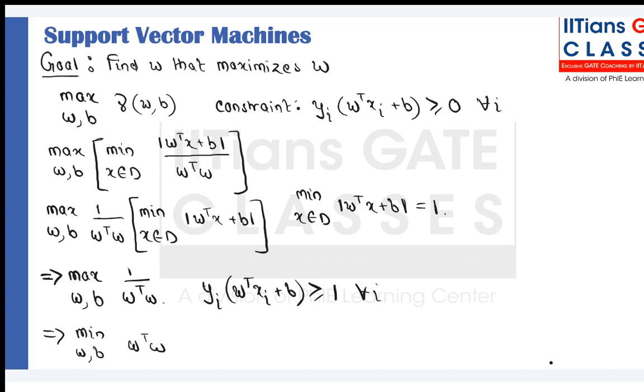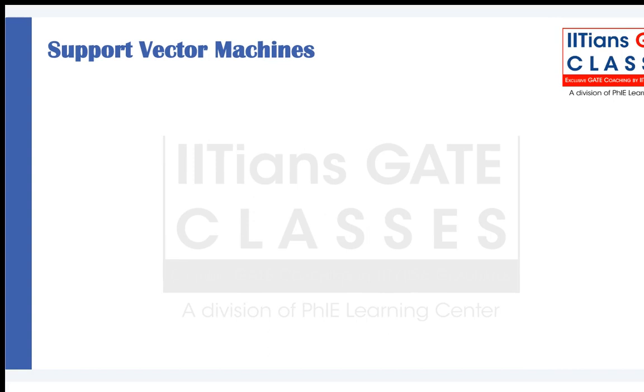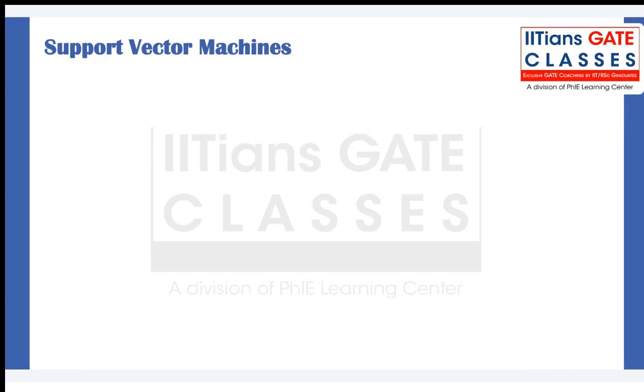One constraint being yi times (W transpose xi plus b) should be greater than or equal to 0. Another constraint being the mod of W transpose x plus b should be equal to 1. So this is nothing but the optimization problem with a given constraint.